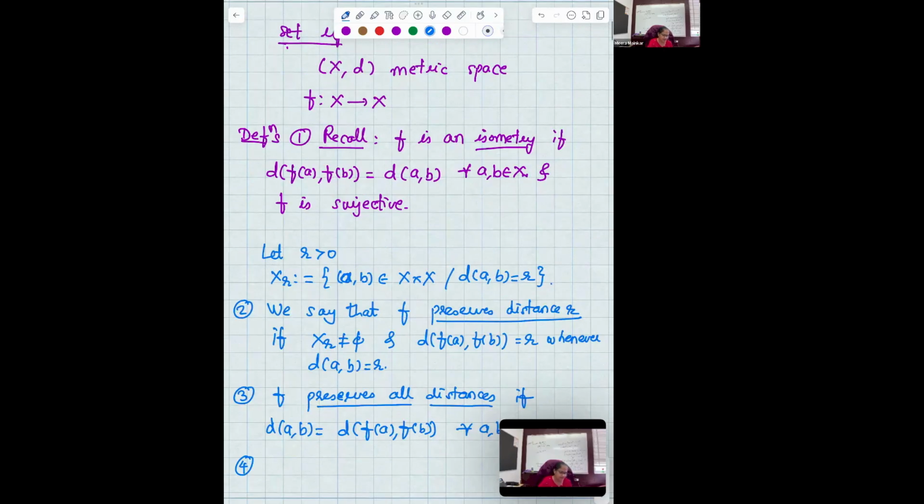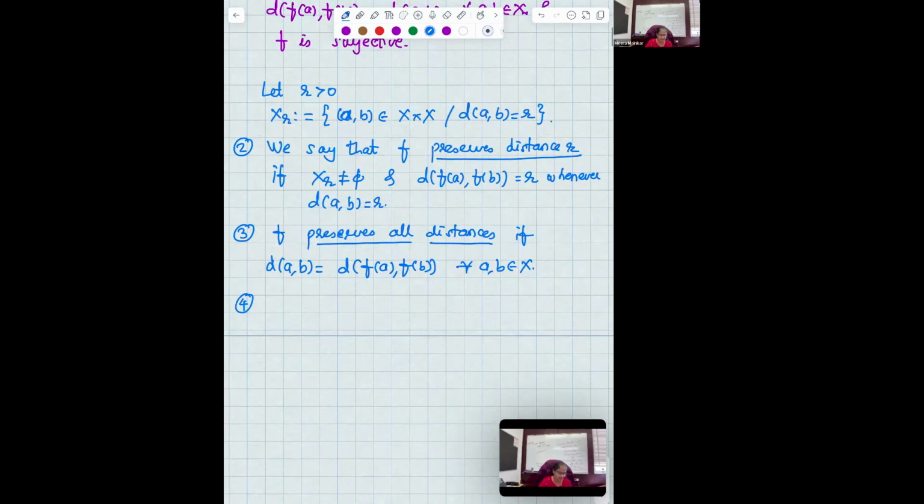So if we compare the definition of isometry with f preserving all distances, it's clear that f is an isometry if f preserves all distances and f is surjective. Just rewording the definition.